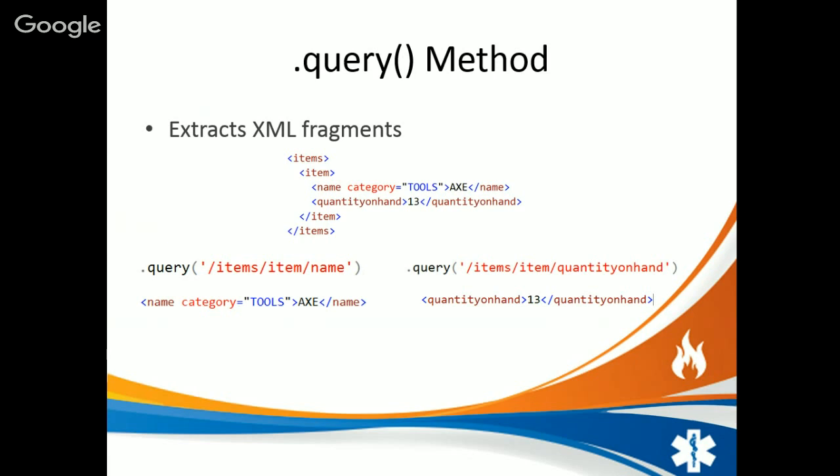So query, you use it to extract XML fragments. The output is XML. So you can see here in this little XML sample, we use dot query and item name to pull out any nodes that match that. So you can see here that name, category tools gets returned. If we use the query method with item quantity on hand, then we get the quantity on hand XML fragments.